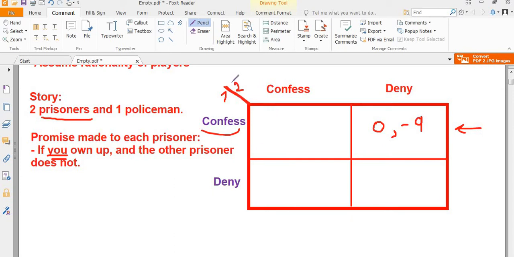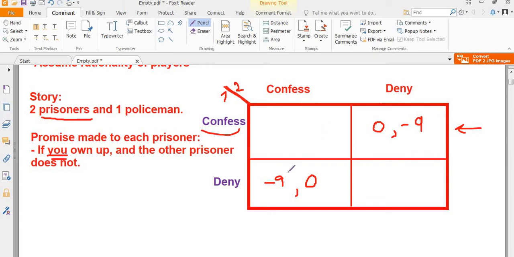This same promise is made to the other person as well. It's made to the second prisoner as well. So if the second prisoner confesses and the first prisoner denies, the person who confesses actually is better off, in the sense that they get 0 payoff, while the person who denies, so this time it's the first prisoner, gets -9. Suppose now the first prisoner denies, the first prisoner will get -9, whereas the second prisoner who confessed will get a 0 payoff.